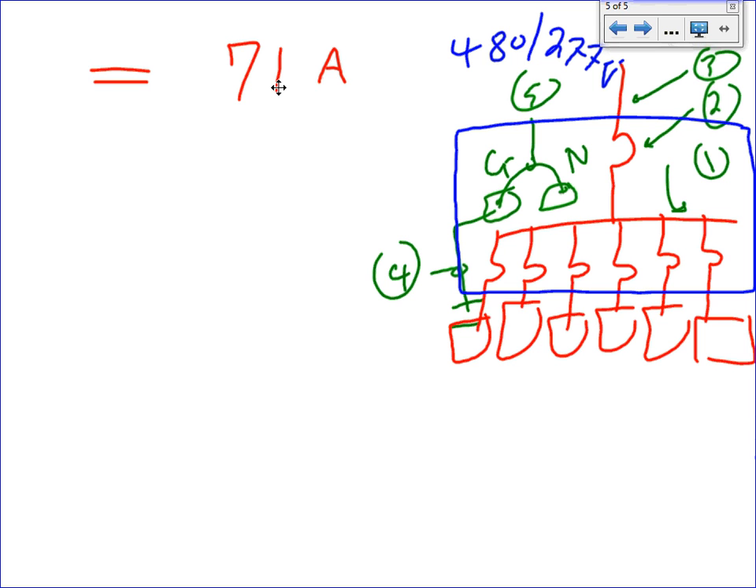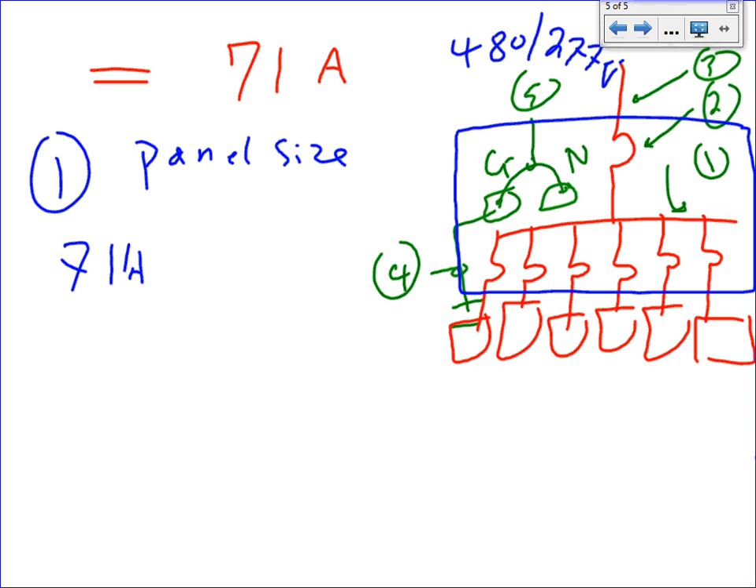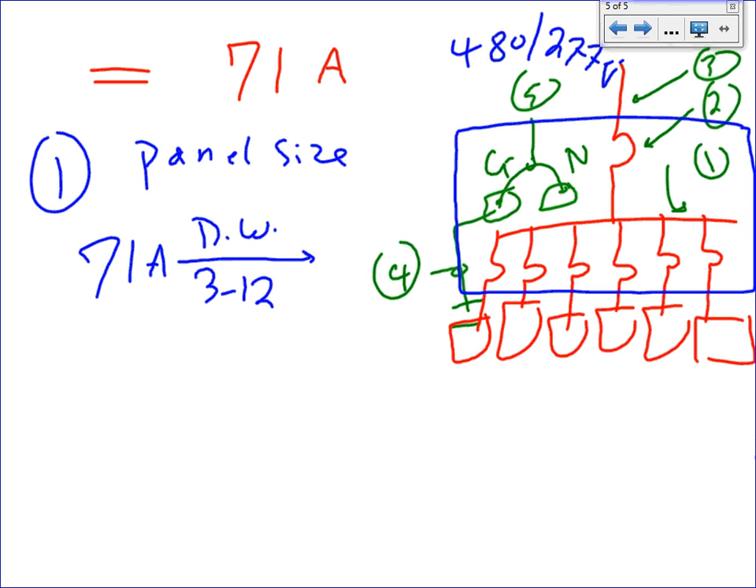Okay, so let's go size number 1. Very easy, very simple. Number 1 is panel size. Take the 71 amps, and it's a 3-phase, so please go under 3-phase. Take it all the way to DeWalt under 3-phase. What size did you guys come up with? 100? 125. You don't have a 100 amp panel for 3-phase; they have a 100 amp load center. So 125 amp. My panel is going to be a 125 amp panel. Piece of cake.